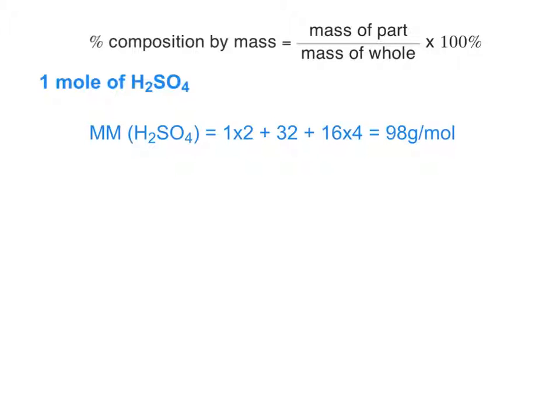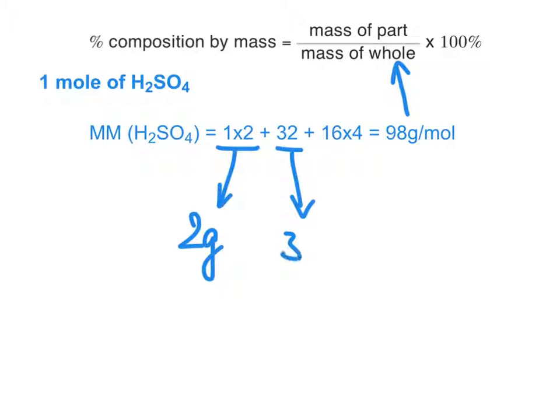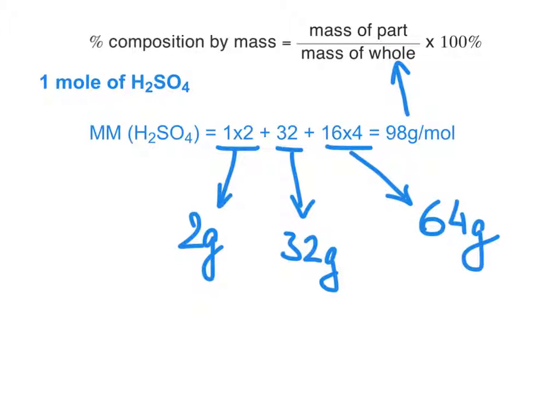So 1 mole of sulfuric acid would have the mass of 98 grams, and we found our denominator number. Now, to find out the mass of part, we can look at our formula and see that the mass of all the hydrogen in our 1 mole of sulfuric acid would be 2 grams. And the mass of the part that is sulfur is 32 grams. And the mass of all the oxygen in our 1 mole of sulfuric acid would be 64 grams.